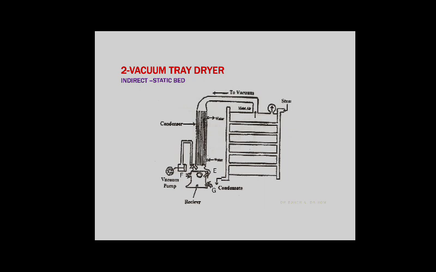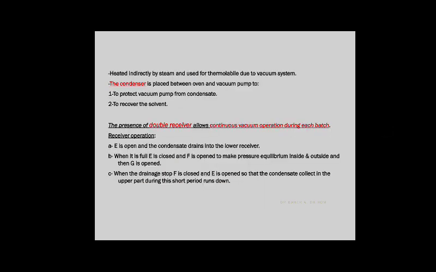Vacuum tray dryer, heated indirectly by steam and used for thermolabile materials due to vacuum. The condenser is placed between the oven and the vacuum pump to protect the vacuum pump from condensate and recover the solvents. The presence of a double receiver allows continuous vacuum operation during each batch. During each batch receiver operation, E is open and the condensate drains into the lower receiver.